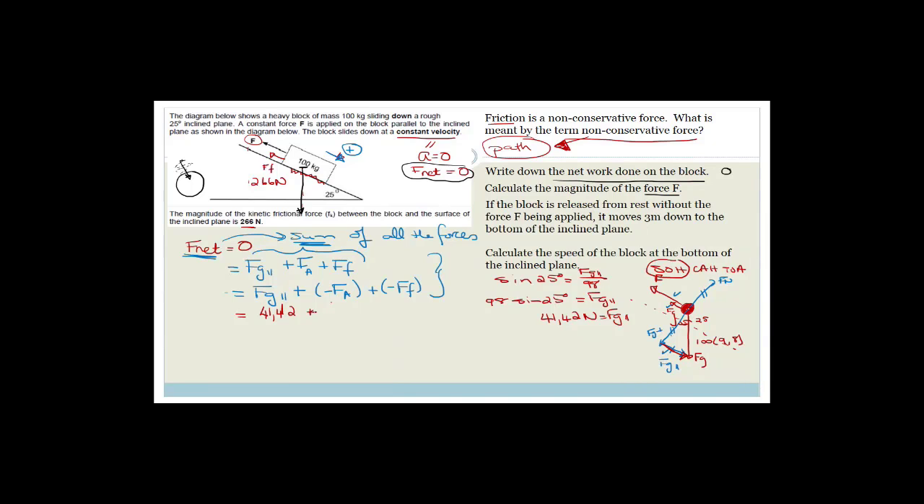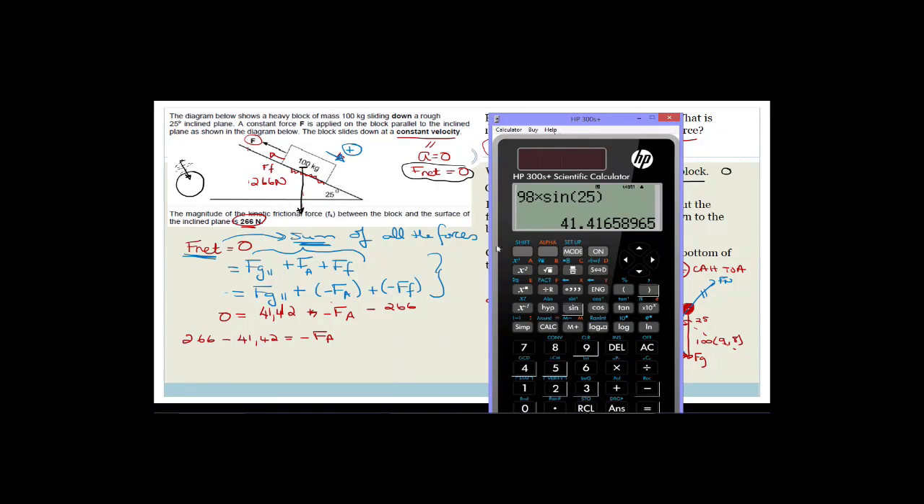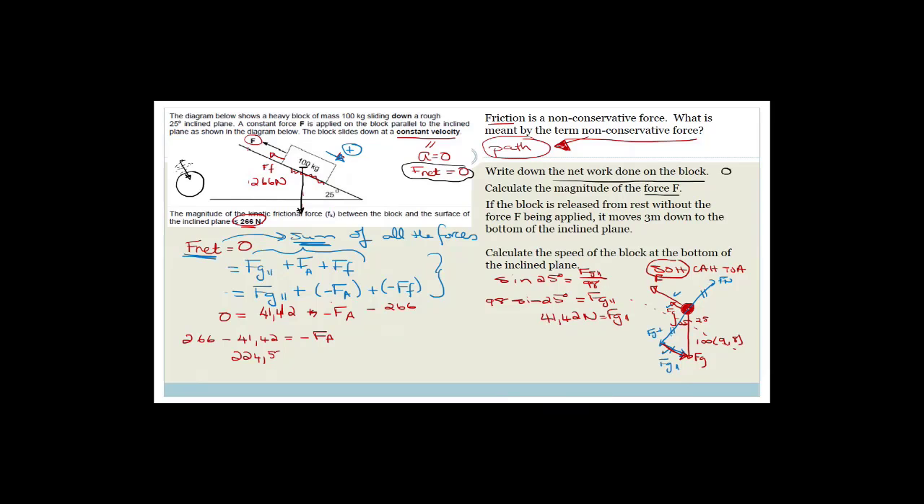Okay, so now we know that that is 41.42 plus. They want this, so this becomes minus the force applied, minus the force of friction, which they've given us as 266, and that equals 0. Okay, so let's take everything across. You get 266 minus 41.42 is going to be minus the force applied. 266 minus 41.42 equals 224.58. So 224.58 equals minus FA.